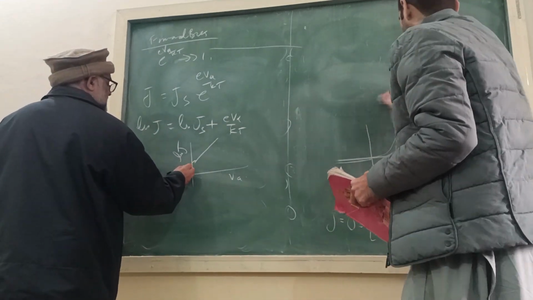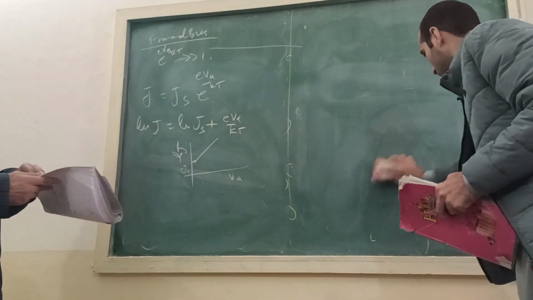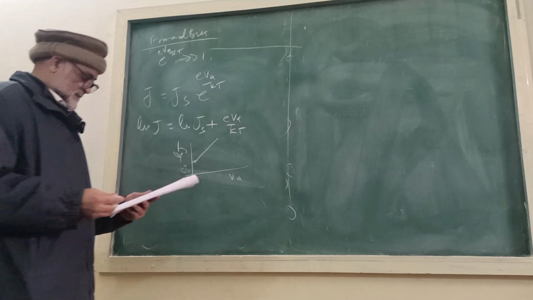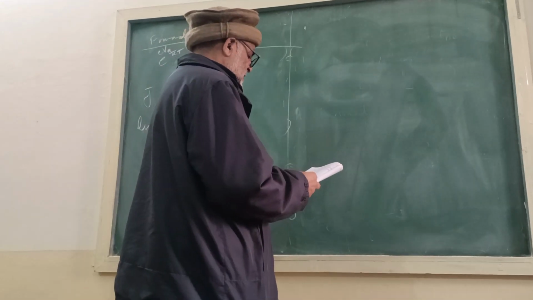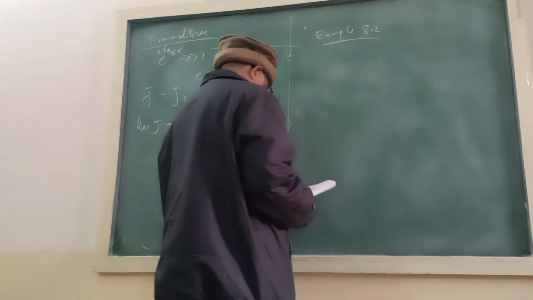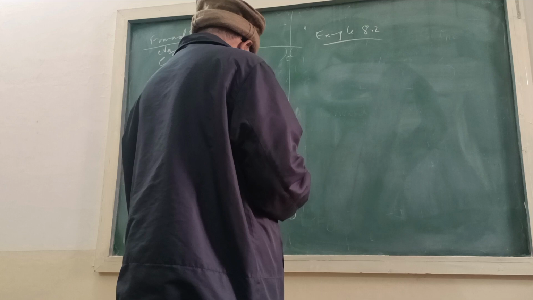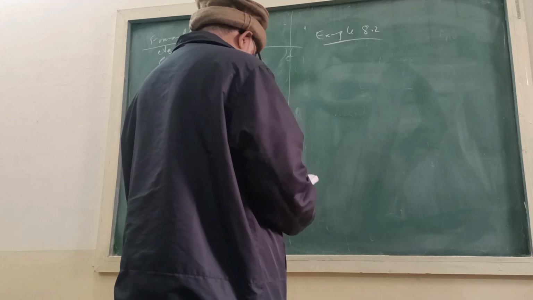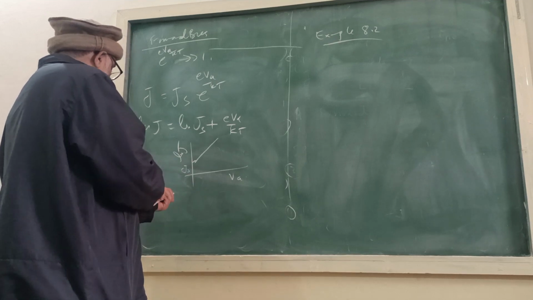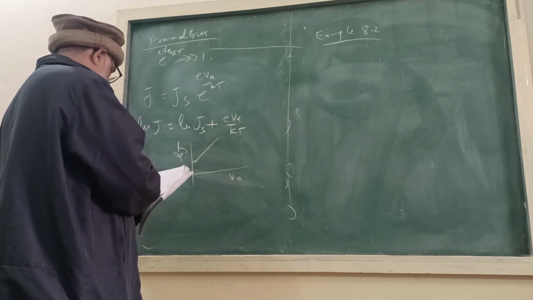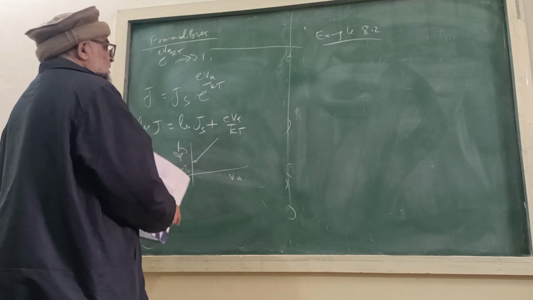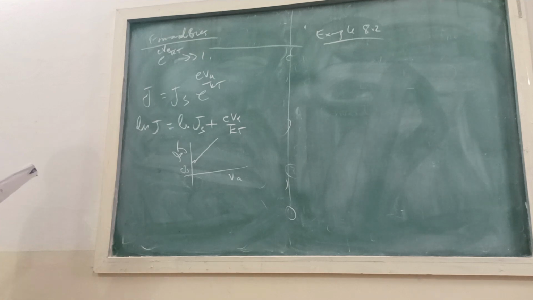And this will be like JS. That will give you an approximation, an estimation of how much the saturation current is, and other parameters that are used in the PN junction current.